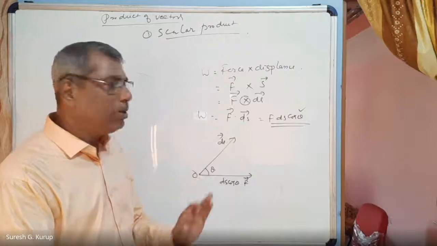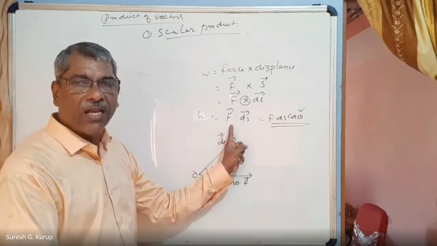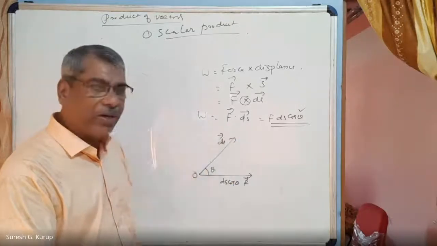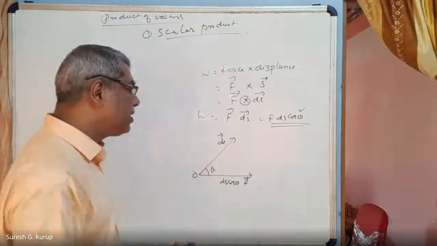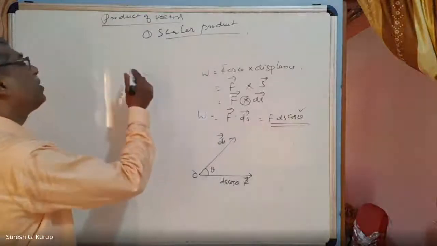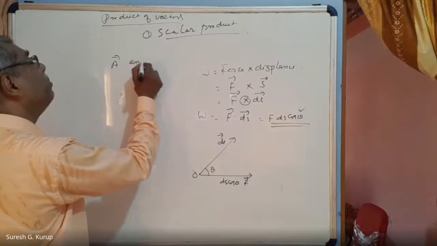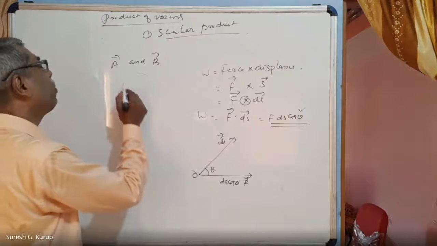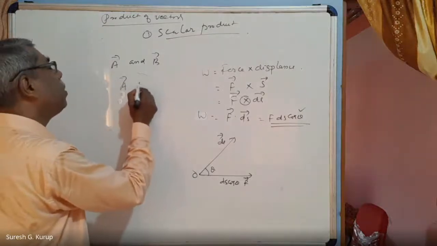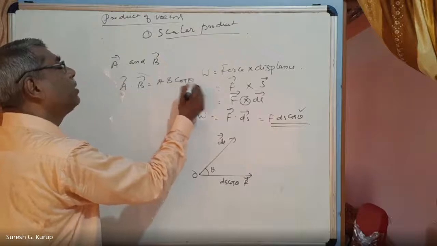This is the magnitude of W. That can be written in terms of vectors as vector F dot vector ds. So this is what is called a scalar product. So we can say that suppose there are two vectors, vector A and vector B, then the scalar product of these two vectors is given by vector A dot vector B, which is equal to AB cos theta.